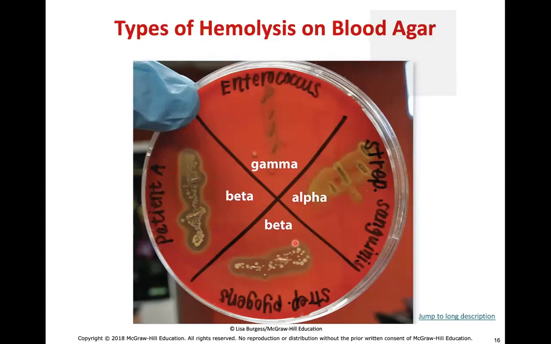Same thing here. If we look at alpha hemolysis, which is partial digestion, what you're seeing here is the bacteria is not completely lysing the red blood cells. And you're only seeing partial digestion. So you don't see that complete clearing. With gamma hemolysis, you just see growth, but you see absolutely no change in the blood agar whatsoever.